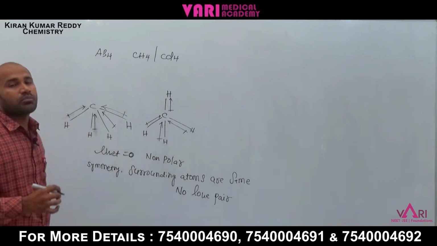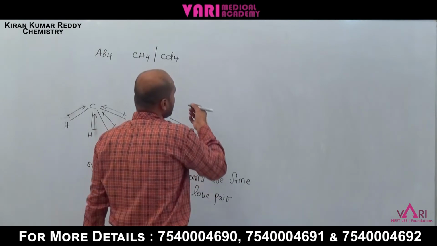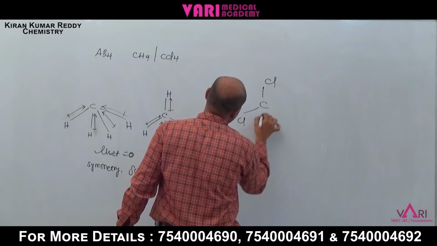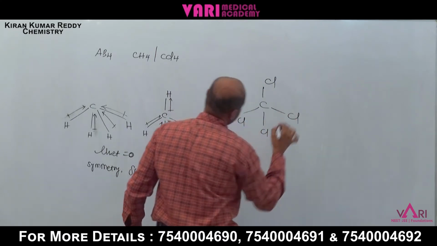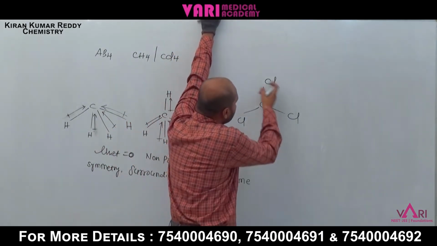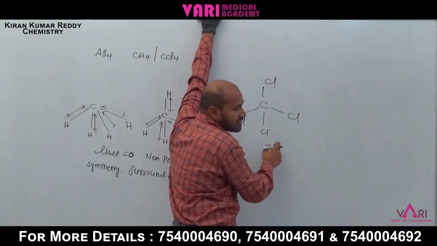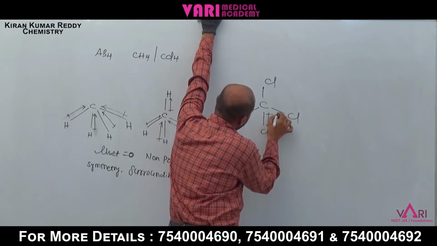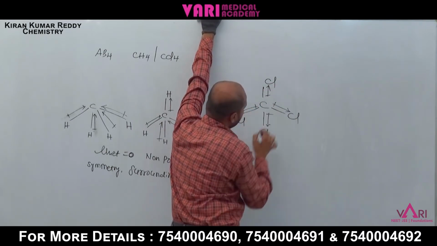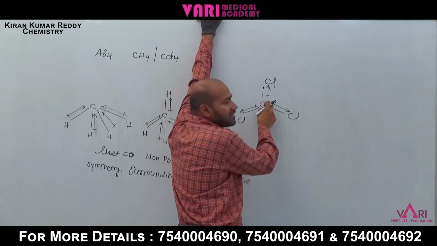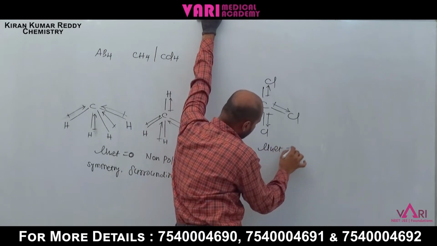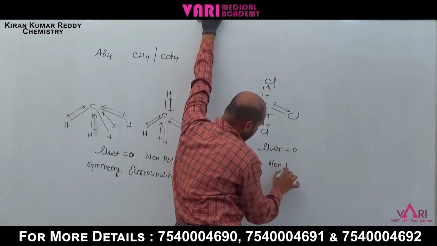Now methane is non-polar. If you take CCl4, I am taking chlorine, here also chlorine, here also chlorine, and chlorine. Now tell me, this one is polar or non-polar? Now I am checking it. Symmetry is present, surrounding atoms are same. Now carbon to chlorine, here also carbon to chlorine. Here carbon is less electronegative, chlorine is more electronegative. Now mu net is equal to 0. This molecule will be non-polar.